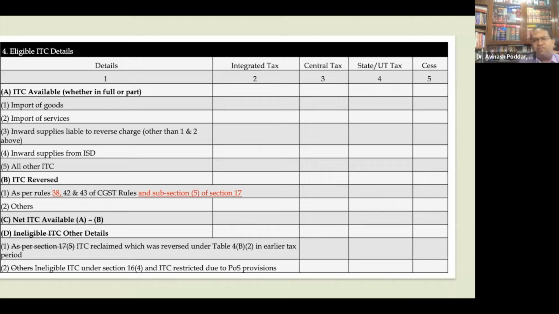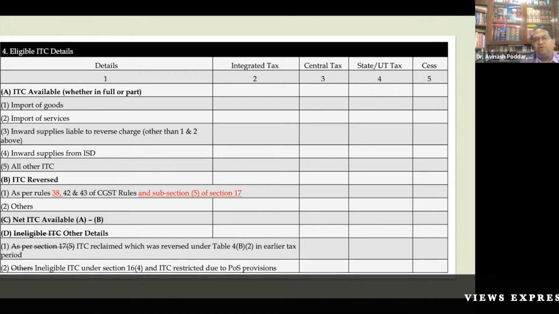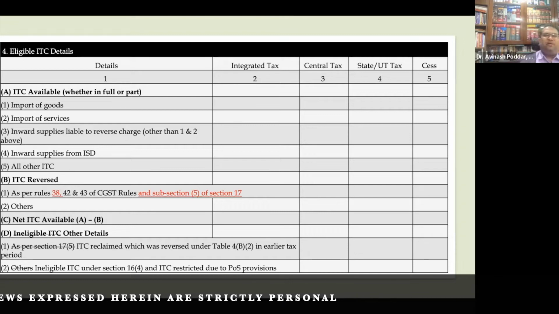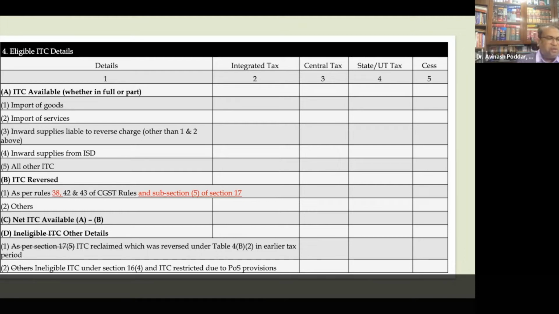सो जो 4A का जो कॉलम है जिसमें 5 सब क्लॉजेस आप देख रहे हो, इंपोर्ट ऑफ गुड्स, इंपोर्ट ऑफ सर्विसेज, इनवर्ट सप्लाईज लायबल टू रिवर्स चार्ज, इनवर्ट सप्लाईज फ्रॉम ISD एंड ऑल अदर ITC. दे आर सेइंग कि इनमें हम ऑटो पॉपुलेट कर देते हैं और वो आपकी टोटल क्रेडिट होनी चाहिए. आपको एडिटिंग का फैसिलिटी है, बट यू नीड टू मेक श्योर दैट दैट शुड कंप्राइज ऑफ द टोटल इनपुट टैक्स क्रेडिट, irrespective of the fact whether it is eligible credit or ineligible credit. So therefore 2B में भी हम वैसे ही दिखाते हैं जहाँ पे eligible और ineligible दोनों आती है. So you should take that into cognizance and you should report the entire credit whether it is eligible or ineligible.